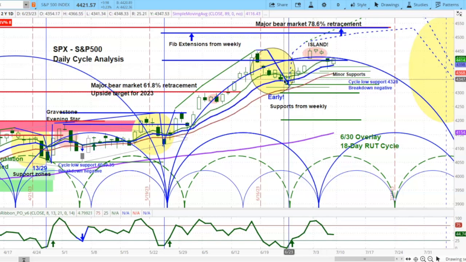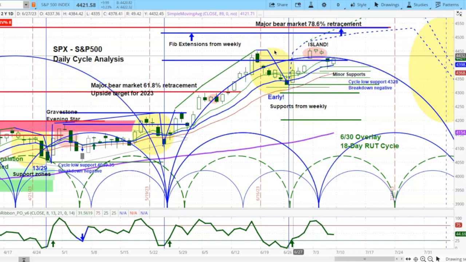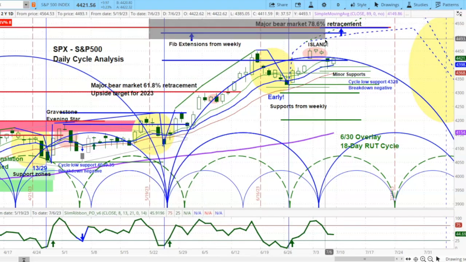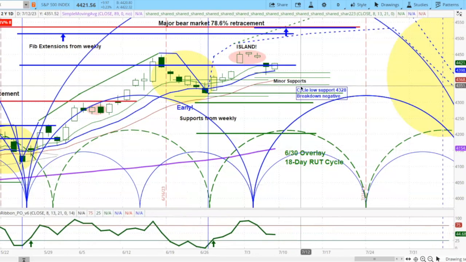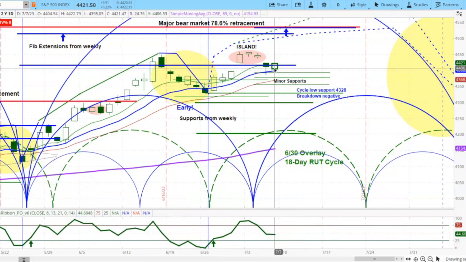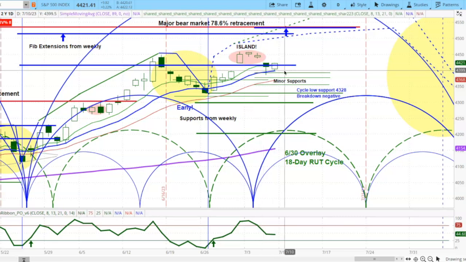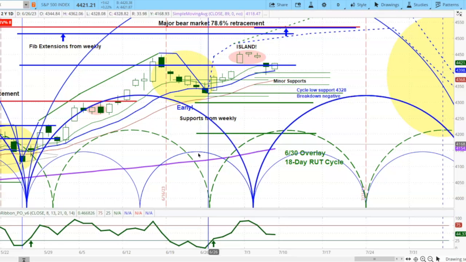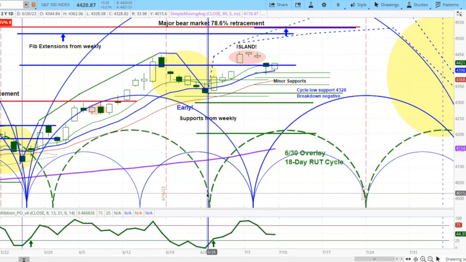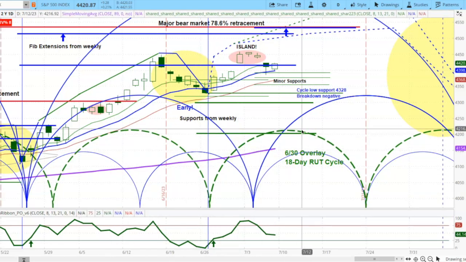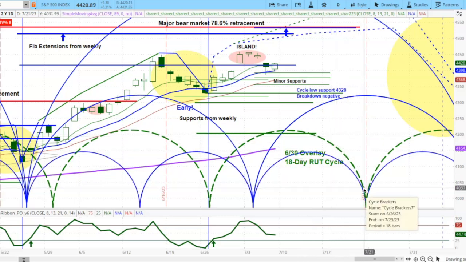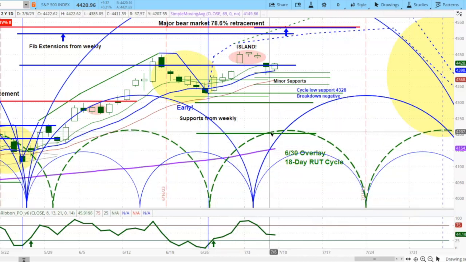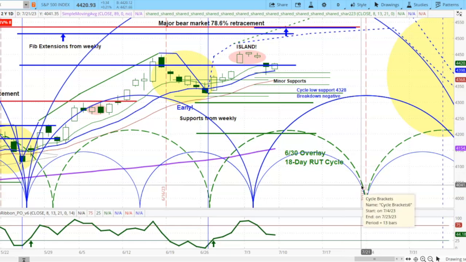So you have an island here. It's trying to rally back. It hit the minor supports right in there, and that saw a bounce that's going on today. Still, that island exists. It is a warning to us, and we're going to be looking at that. Here is that overlay of the Russell right over here on that 18-day cycle, and so we're going to be watching how this affects the S&P 500 and how this plays out.